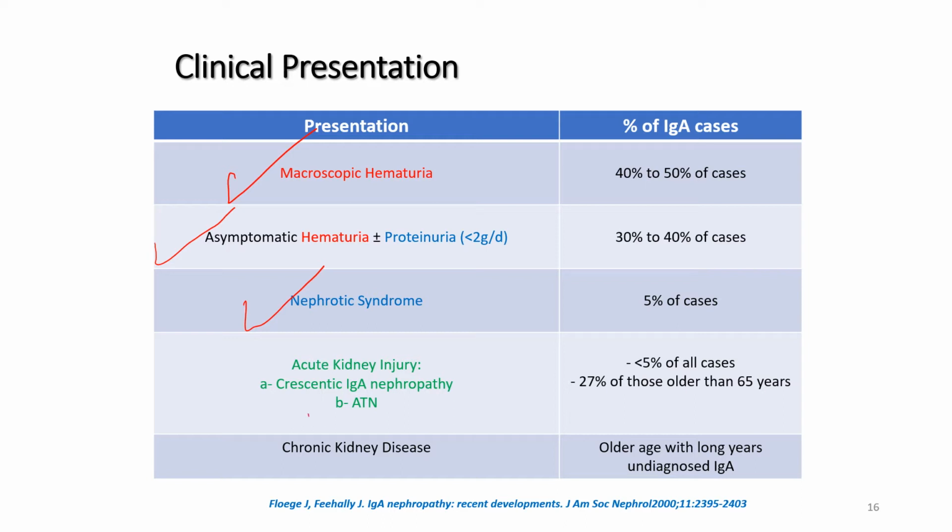It may be associated with acute tubular necrosis because of heavy bleeding in IgA nephropathy. Red blood cells may accumulate in the tubules, causing acute tubular necrosis, or there may be crescentic IgA nephropathy, and finally, as with any glomerular disease, it may cause chronic glomerulonephritis and be a cause of chronic kidney disease.